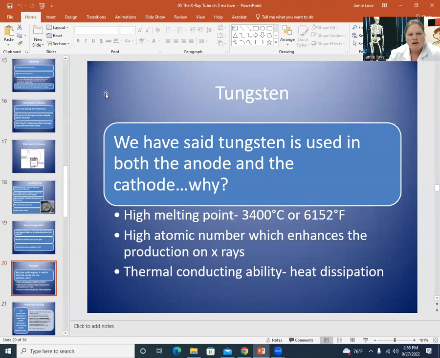Tungsten's been talked about a lot. We love tungsten. It's both on the anode and the cathode. And reasons for it is basically right here. High melting point, 3400 Celsius, 6152 Fahrenheit. Should have put that on the quiz. It'll be on your exam. High atomic number, which enhances the production of X-rays, and a big thing with that is thermal conductivity for heat dissipation across our tube.